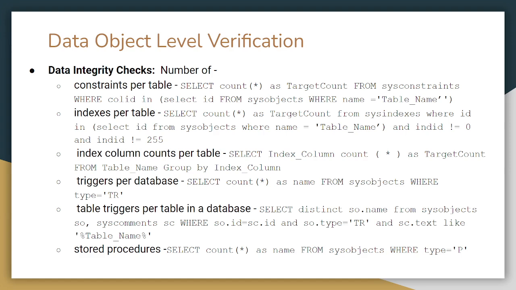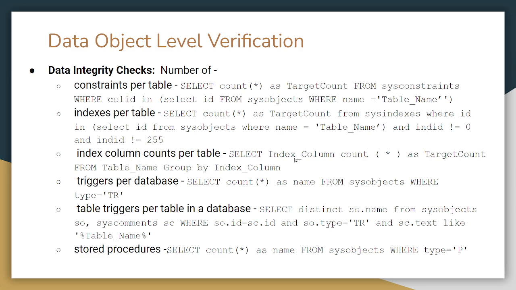So for the number of constraints, you can get the data from the sys constraints table, as I mentioned earlier. You can form these queries, and you can frame your subquery by giving the table name. Indexes per table can be fetched from the sys index table. You can get the counts, and form a subquery from the sys objects table, giving the input as table name, index column counts per table.